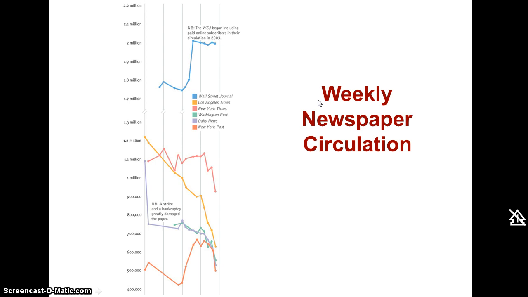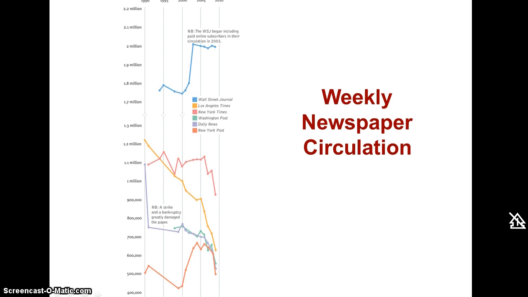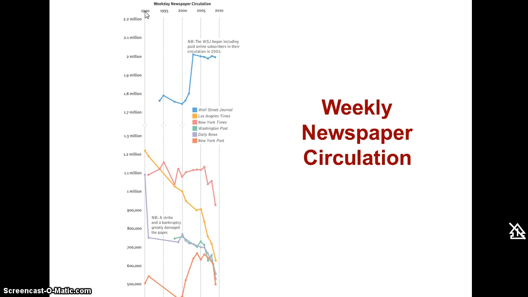Here's an example of weekly newspaper circulation over time. And you see that up here we have the year, ranging from 1990 to 2010. And you can see over time what that newspaper circulation is for each of these different graphs, or different newspapers. Wall Street Journal began to use online subscribers, so they went up quite a bit. Los Angeles Times has dropped off. Many of these, New York Times, New York Post, they're all trending downwards.